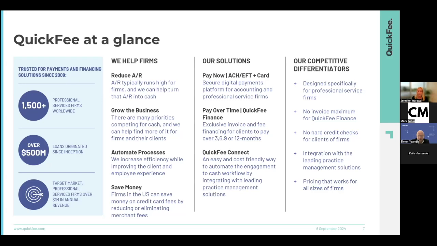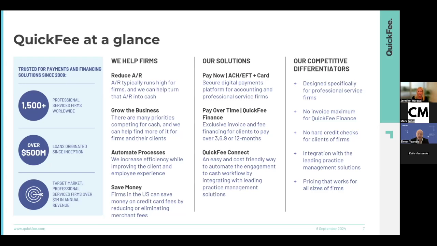Connect provides integration into leading practice management solutions, helping turn a manual, primarily paper-based invoicing process into an automated digital process by sending invoices out from the practice management solution via email. These invoices have a payment link on them, which sends customers directly to the Quickfee payment page. We now have 4 Connect integrations, being CCH ProSystem FX, CCH Access, Iris Practice Engine, and Thomson Reuters Practice CS.